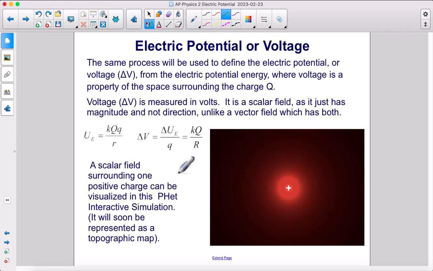Voltage is measured in volts. That's the unit, V. It is a scalar field, as it just has magnitude and not direction, unlike a vector field which has both. A scalar field surrounding one positive charge can be visualized in this PhET interactive simulation. It will soon be represented as a topographic map. We're going to picture this as a hill.